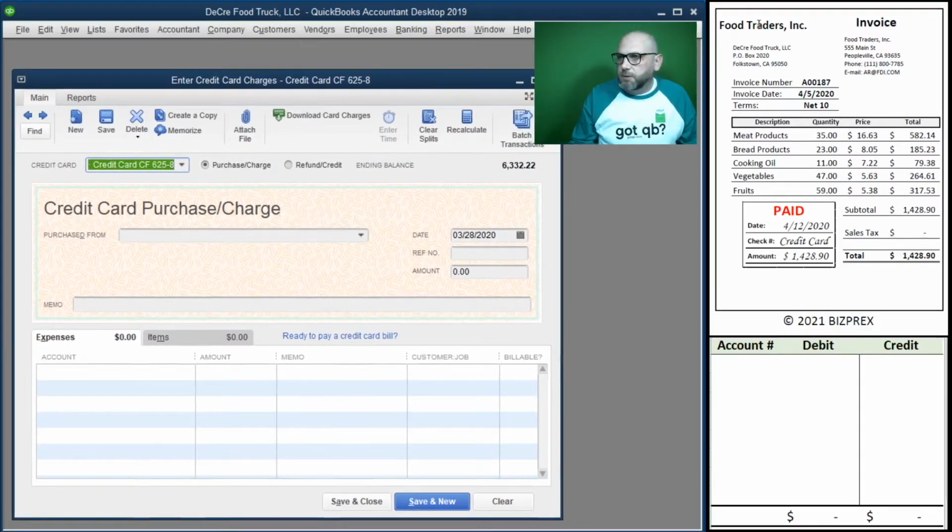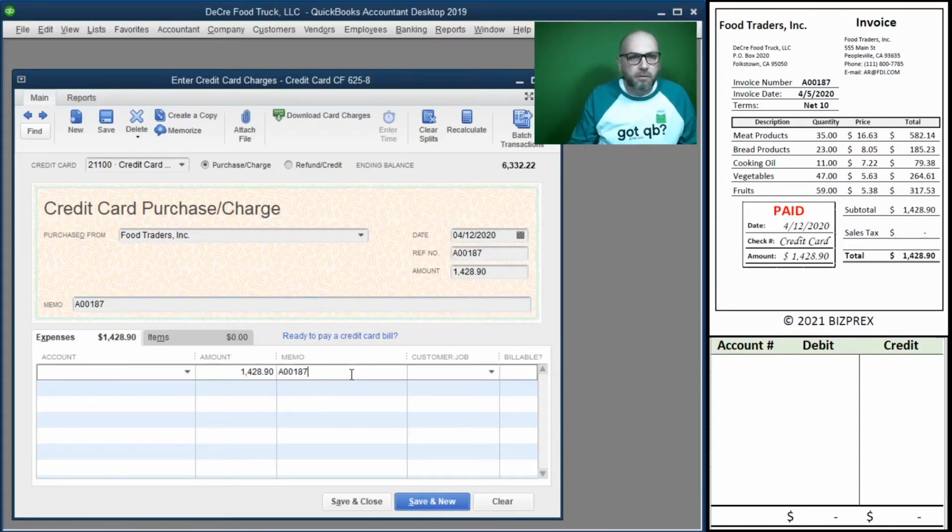Okay, so what do we have? We have food traders. Make sure the date is correct here. Always check your date. When did we pay it? 4/12, apologies, 2020. Reference, we're going to continue using invoice number. Alright, 1,429. Alright, very good.